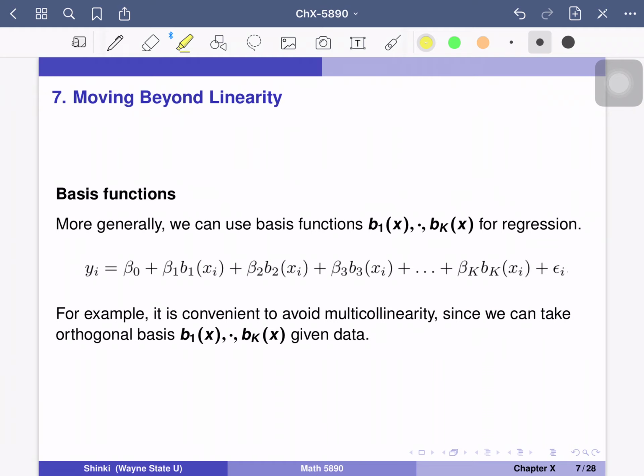A generalization of step functions is basis functions. Generally, we think about basis functions b1(x) to bk(x). These are any functions such as polynomials or step functions or sine curves, cosine curves, or even Gaussian PDFs. Once you determine basis functions, you can fit the usual linear regression to determine coefficients beta naught to beta k.